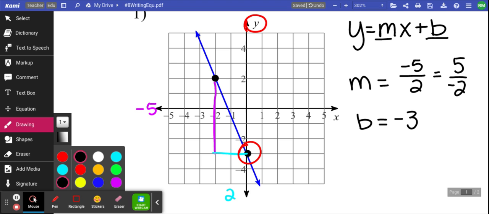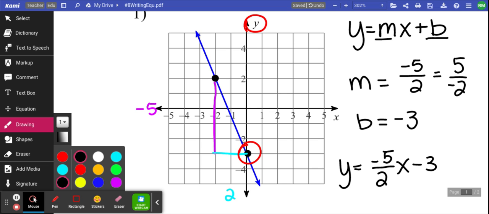Now we have the 2 pieces of information that we need to fill out for our equation. So we're going to start off with y equals. Then we have to plug in what our m is. So our m is -5 over 2. Then we have to write the x. And then we have to write the b. So our b is -3. Or you could put plus -3. Either way, it doesn't matter. But that's our equation then. That's our final answer.